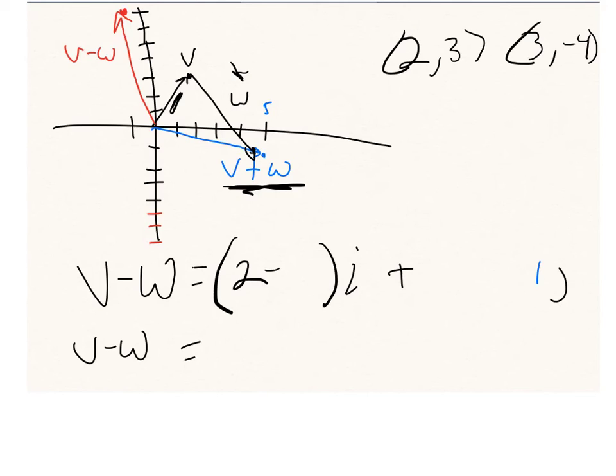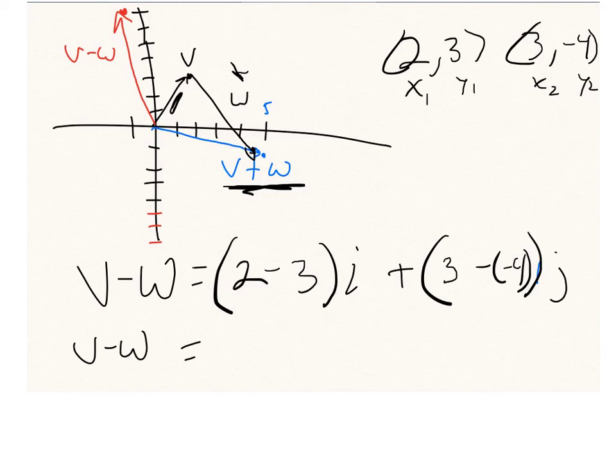Okay, so we have our x component, x1, x2, y1, y2, and so we're going to go 2 minus 3i, and then 3 minus a negative 4j. So you have 2 minus 3i and 3 minus negative 4j for negative i plus 7j. So in much the same way as for adding, we're subtracting there.